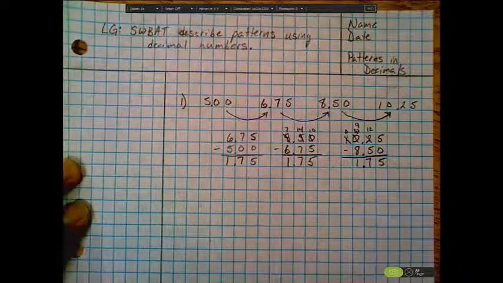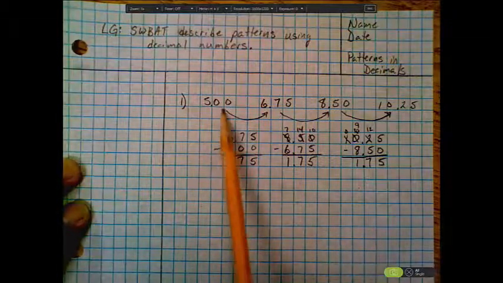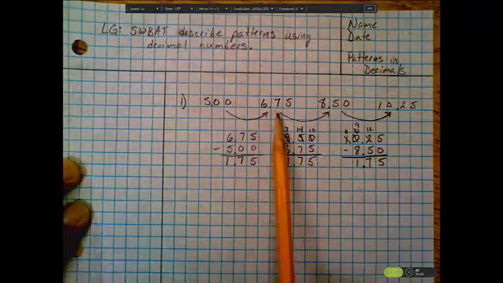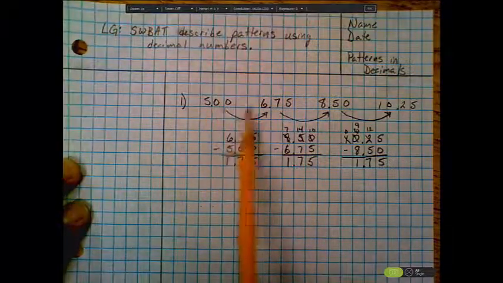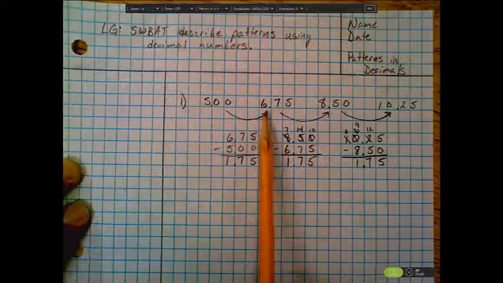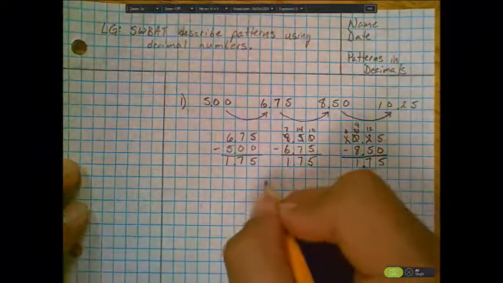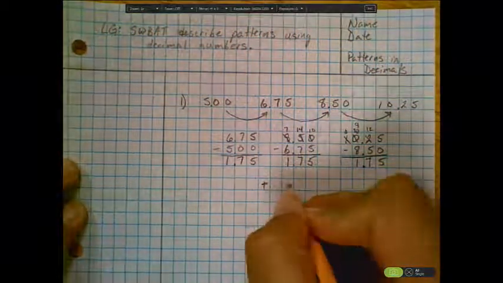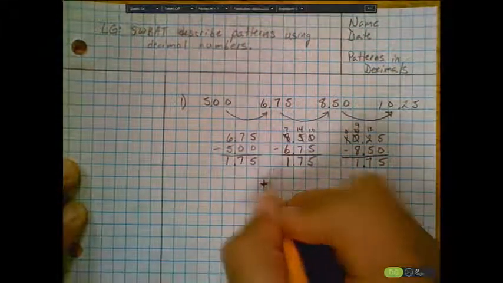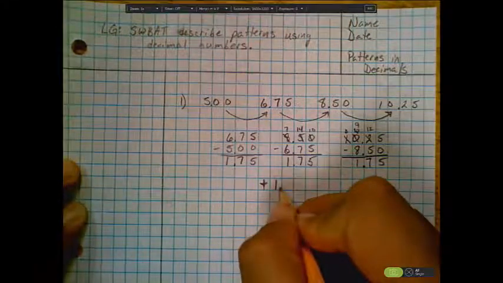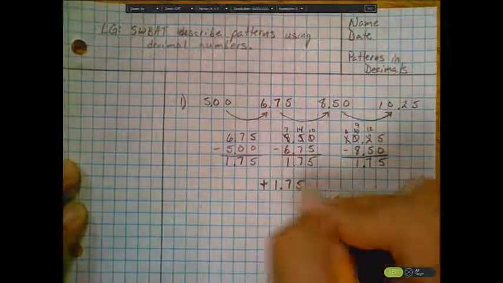Now what we have to ask ourselves is, do these numbers increase or decrease by 1.75? Okay, and so we know that 5 going up to 6 are increasing, and so we're going to say that our rule or our interval is adding 1.75.